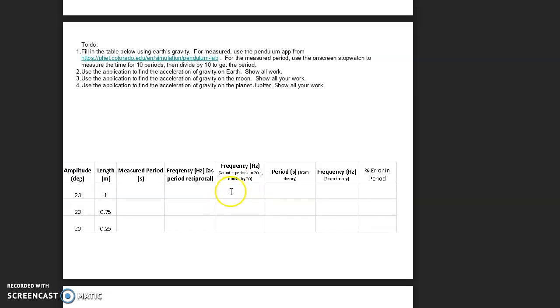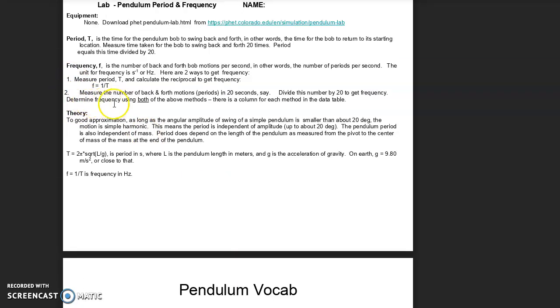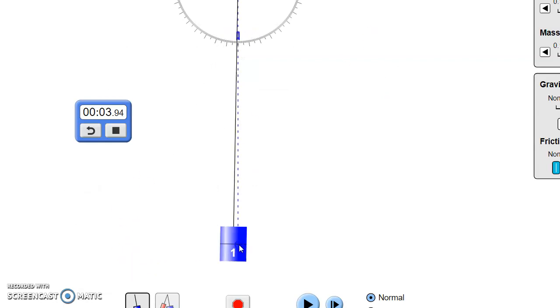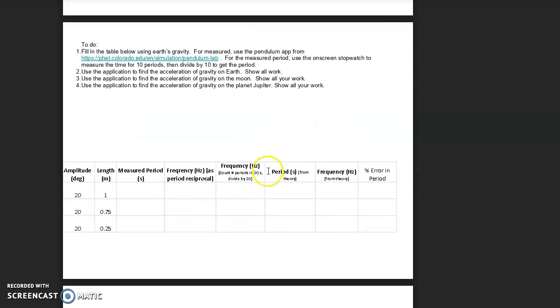Using this method to calculate the frequency, you count the periods, going back and forth, so left to right and then back to left. Count the periods in 20 seconds and then divide that number by 20 to get the frequency.